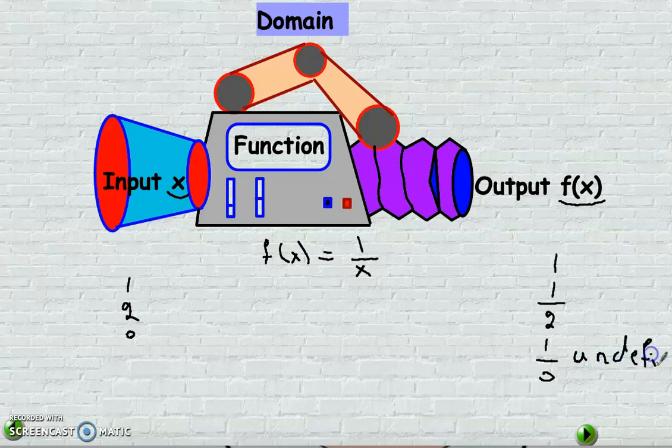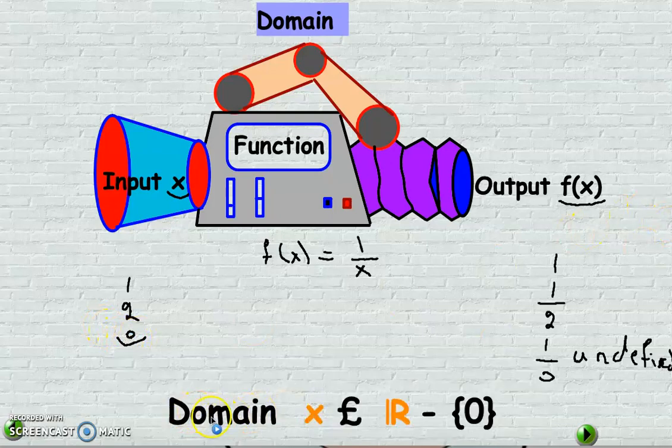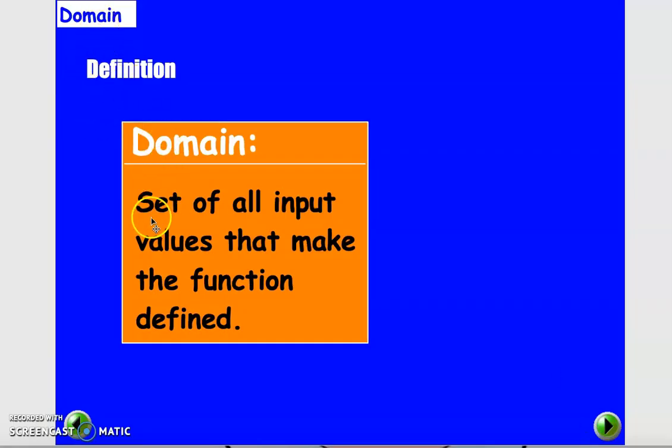So in this case, we say that 0 is outside the domain because it produces an undefined output. We have nothing in math called 1 over 0. So 0 is not in the domain. So the domain of f is x belongs to the real numbers R except 0. So x cannot be 0. So domain can be defined as the set of all input values that make the function defined.